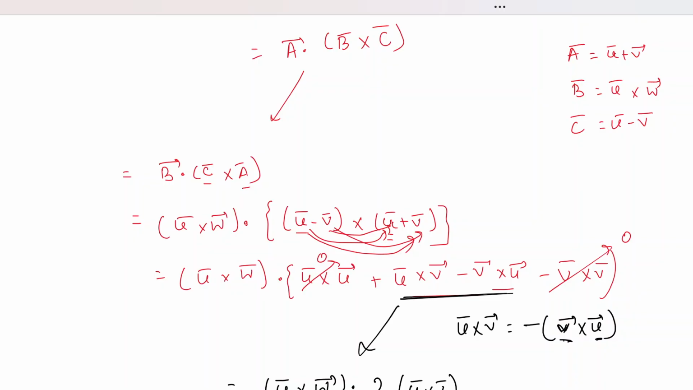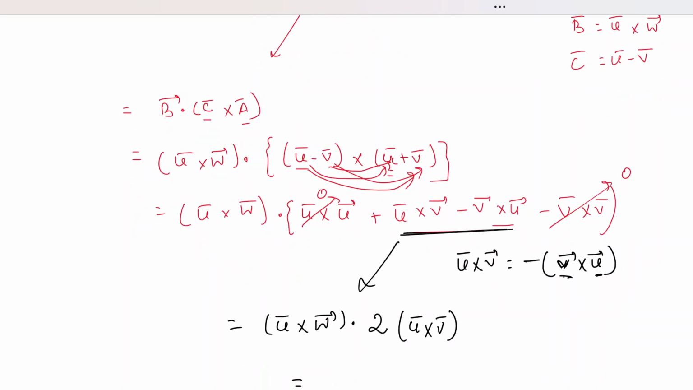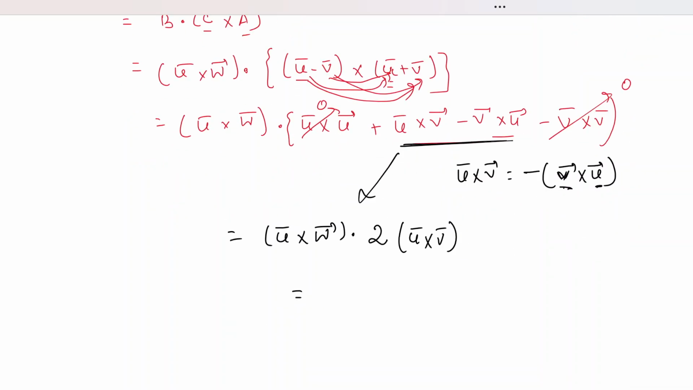If you find any sign problem, because there are so many terms, there can be some minus sign mistake I have made. So please be sure, and you can also solve with me so that if I make any mistake, you can identify. Anyway, you can see that this is a term which has terms like u cross w, u cross v.